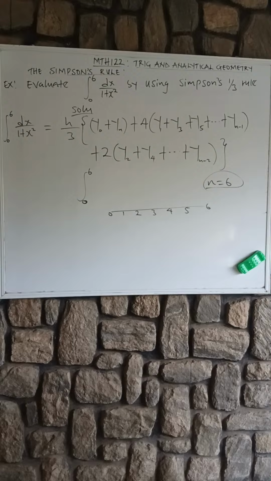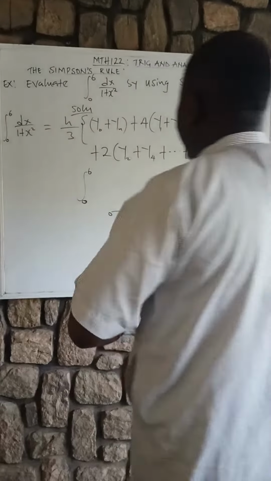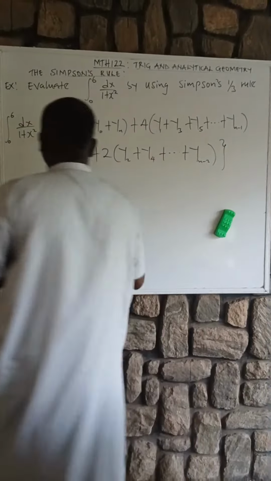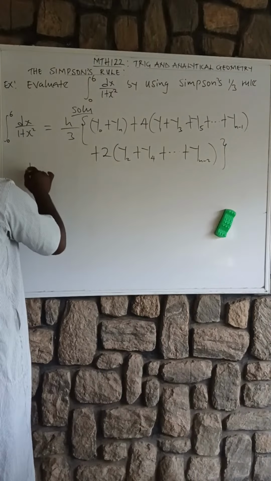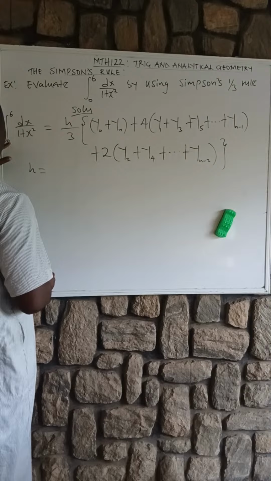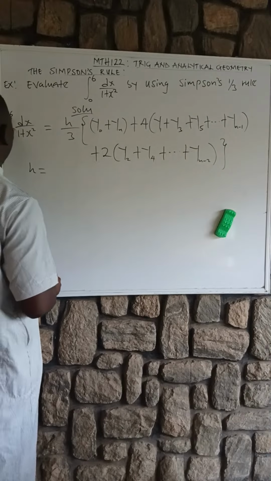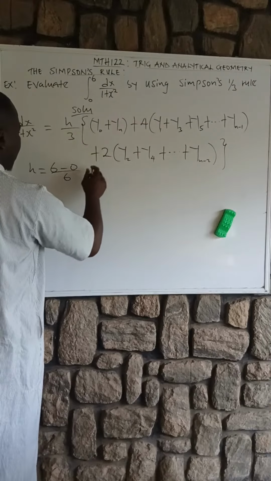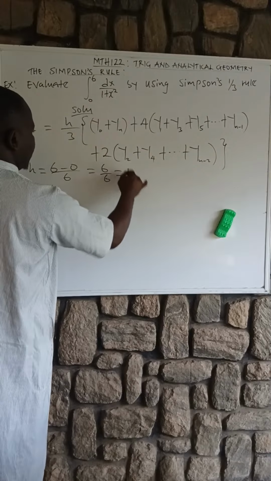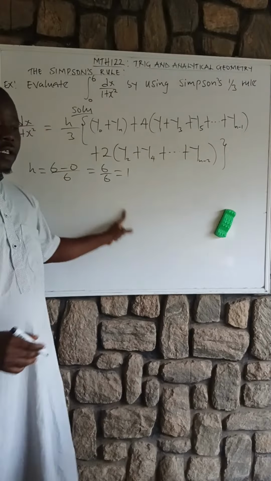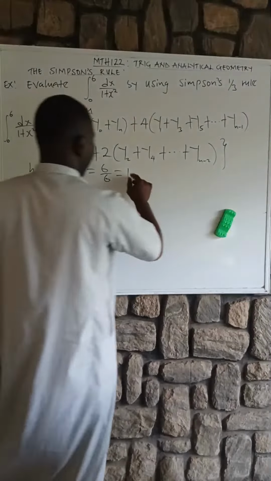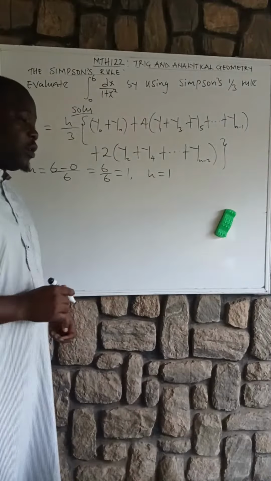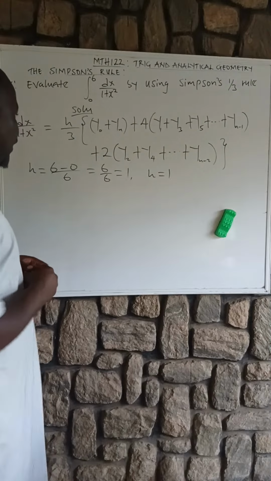Okay. So if you agree with me, let's proceed. Here, it means our h is equal to, this is our a, true or false. Then this is our b. So 6 minus 0, n is equal to 6. Then this is 6 all over 6. This is equal to what? 1, right? Do you agree with me? So this implies that our h is equal to 1. Okay? H is equal to 1. So let us have the diagram.